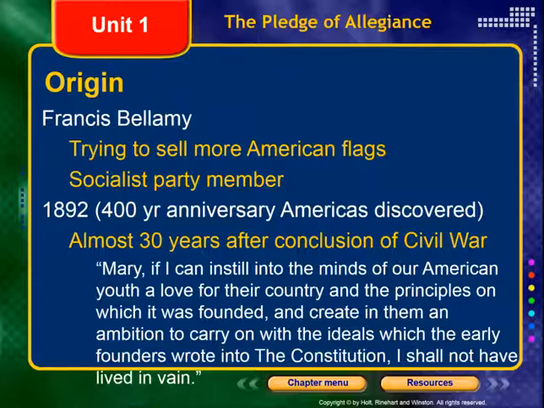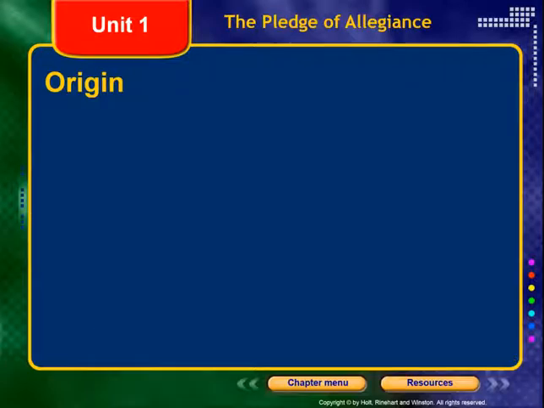And so Francis Bellamy was quoted, I believe it was in a letter to his wife. His wife is named Mary. That's who this is addressed to. He wrote, "Mary, if I can instill into the minds of our American youth a love for their country and the principles on which it was founded, and create in them an ambition to carry on with the ideals which the early founders wrote into the Constitution, I shall not have died in vain."